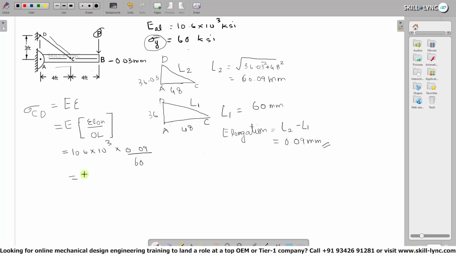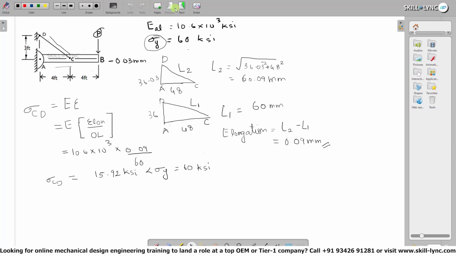After simplification, sigma CD is equal to 15.92 KSI, which is obviously lesser than sigma y, which is equal to 60 KSI. So the stress value falls well under the proportionality limit, because 15.92 is lesser than 60. Now we have sigma CD.